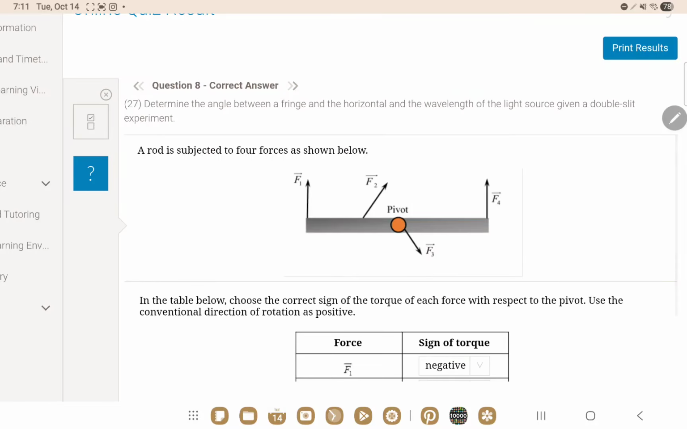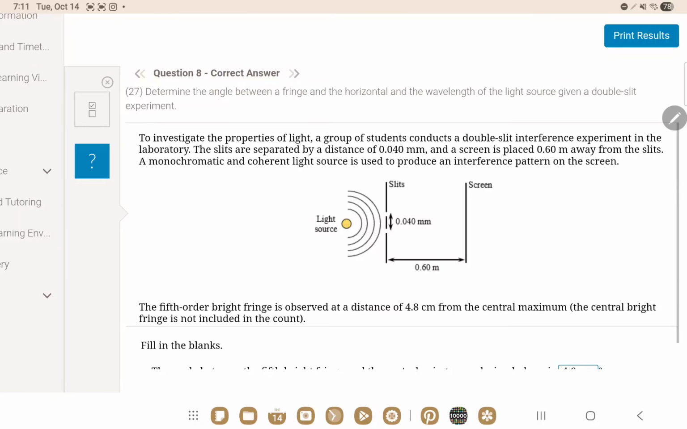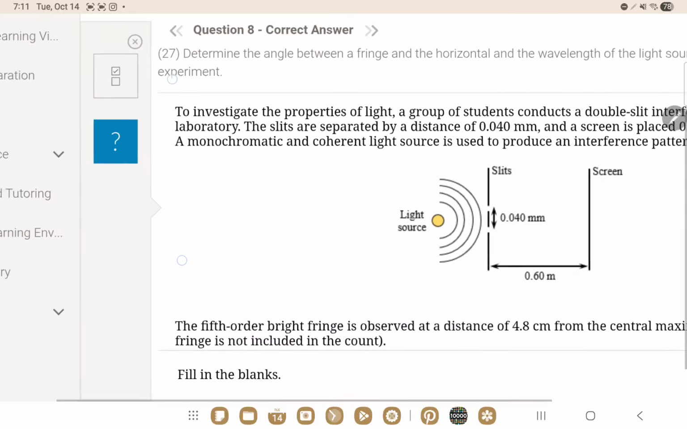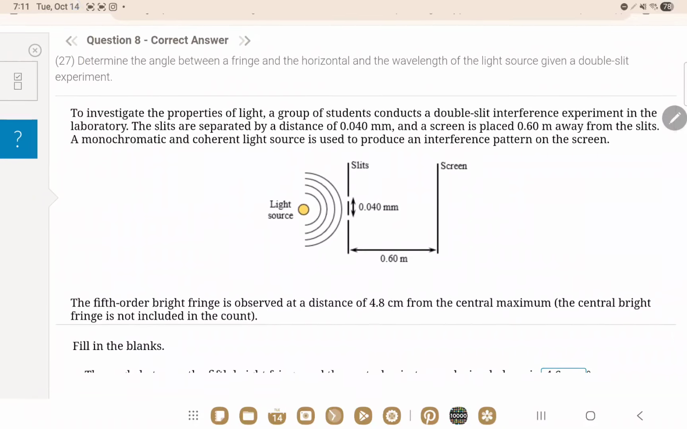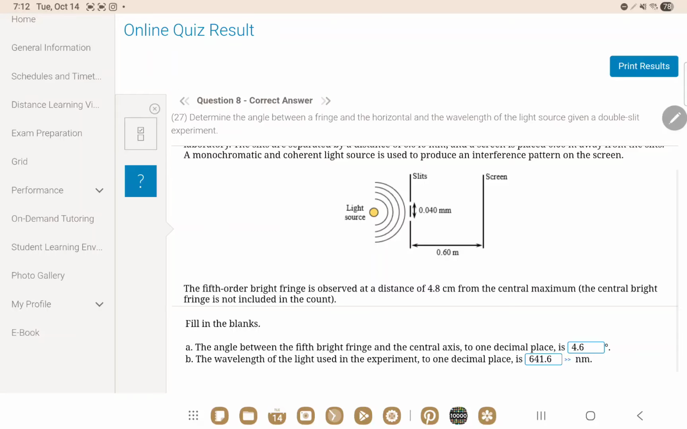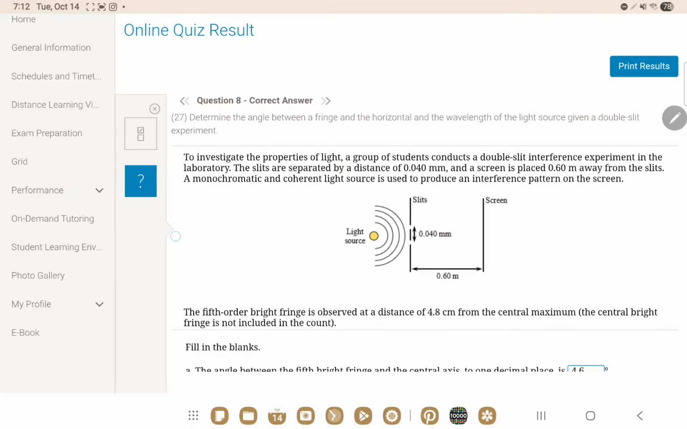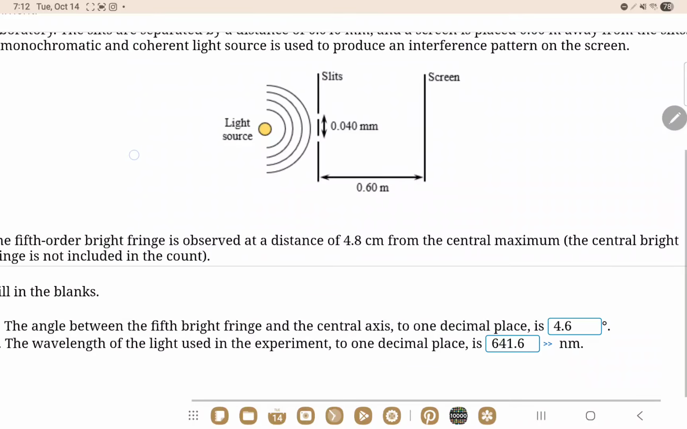This is in the next question. Okay, here's our next question. To investigate the properties of light, a group of students conduct a double slit interference. Anyways, it doesn't really matter what the question is, we just need the diagram. Is any information not placed in? No, all the information we need is placed in the diagram.